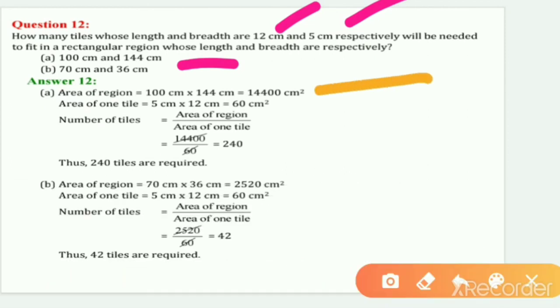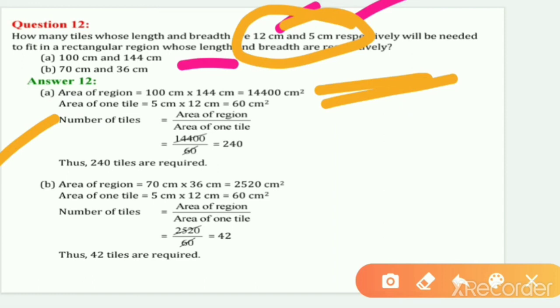So we have the area of the region. We are going for the rectangular region we have to cover, that is the area is 100 into 144 centimeter. So we will multiply both, we will get 144 and 2 zeros, so it will be in centimeter square. Now we will find the area of one tile, which is already given, that is 5 into 12, so it will be 60 centimeter square. Now we have to cover the complete region, so what we will do is divide both the things.